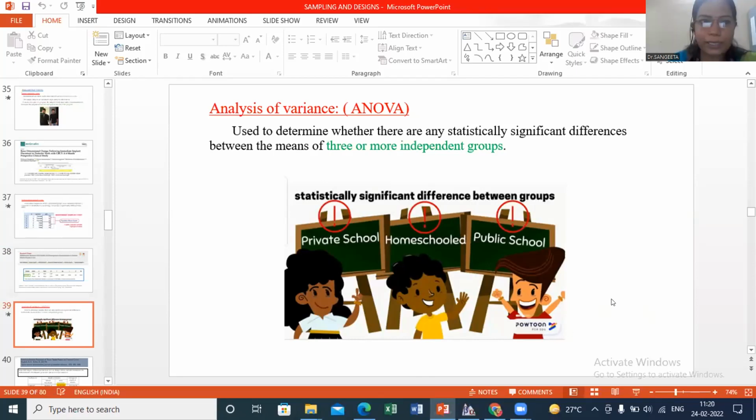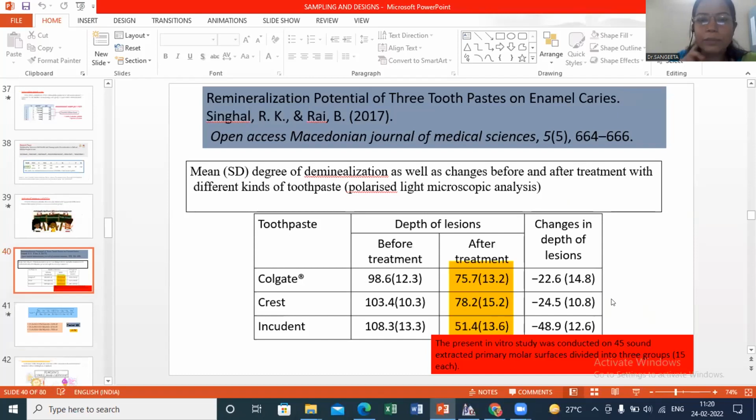So I have a small little example, so I'll leave it here. It's the remineralizing potential of 3 toothpastes on enamel caries. Okay. So we have here our groups, which are Colgate, Crest, and Incudent, and though there is a before and after, we are just considering the after. See, you can also consider only this, but for right now, for the particular calculation, I'm just seeing the differences between each group. Okay.